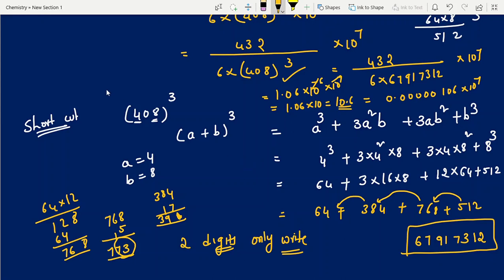I'm writing here finally the answer. Density equal to 10.5 or 10.6 gram per centimeter cube.